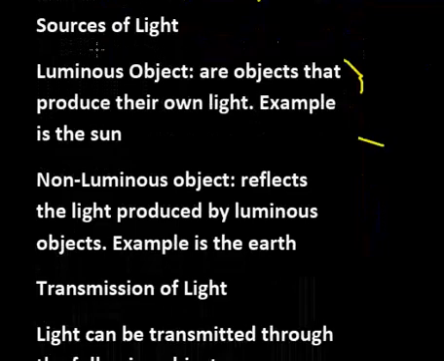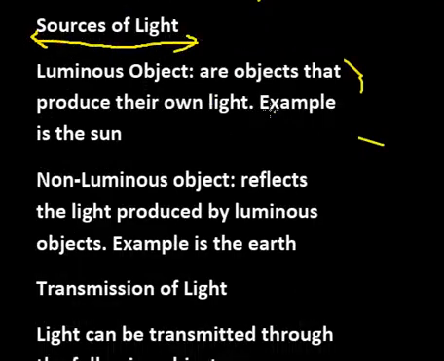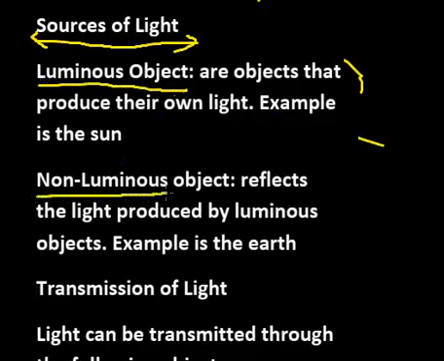So we looked at the sources of light. For sources of light, we have two types of objects: luminous objects and non-luminous objects. Luminous objects are so called because they produce their own light. For example, the sun produces its own light, but the earth is a non-luminous object because it doesn't produce its own light.